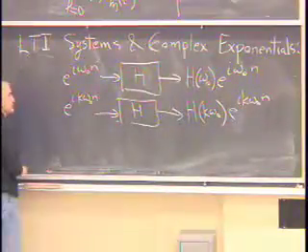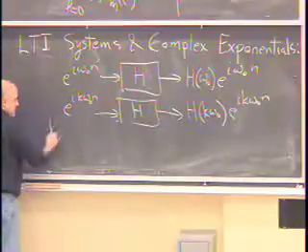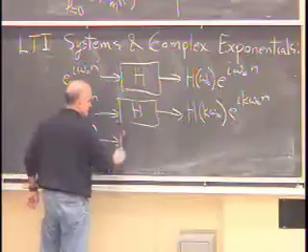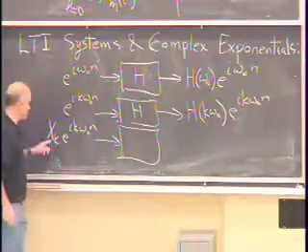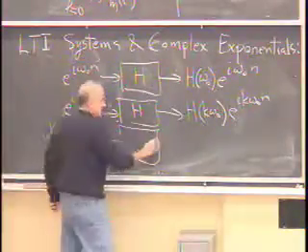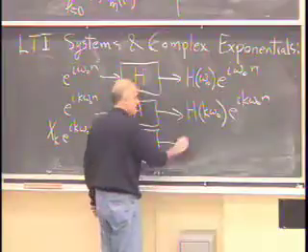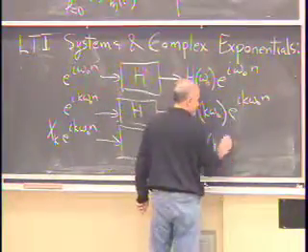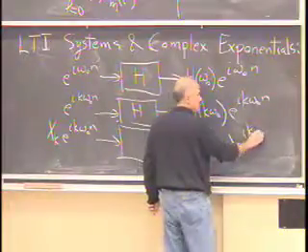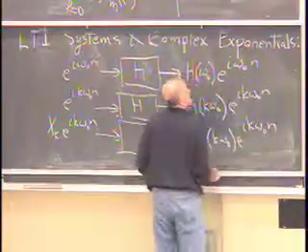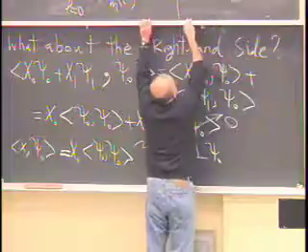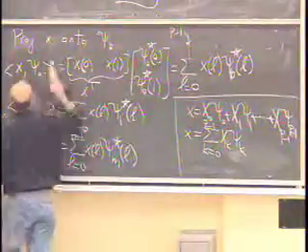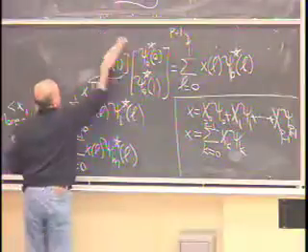And what if I send xk e to the i k omega naught n? I scale that complex exponential by a number. What do I get out? xk h k omega naught e to the i k omega naught n. And hey, what if I now mix and match a whole bunch of these complex exponentials?